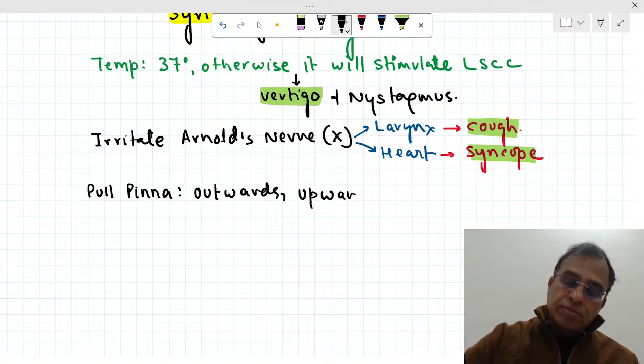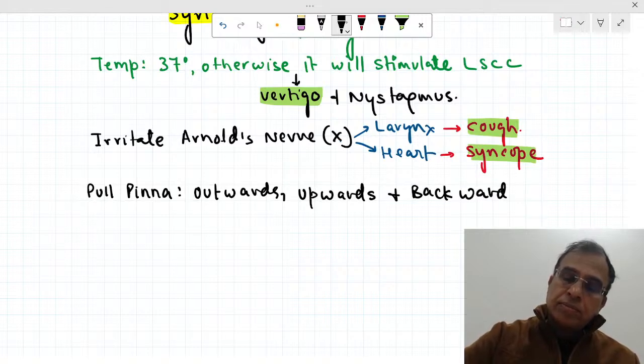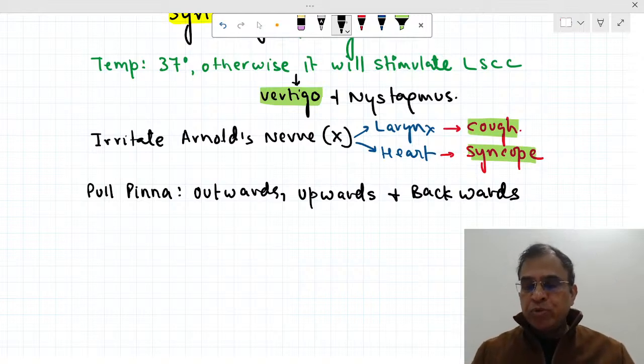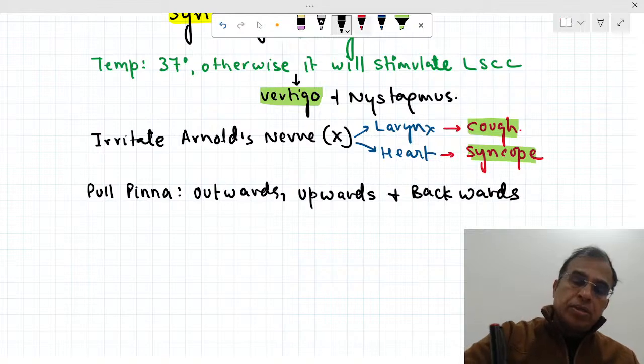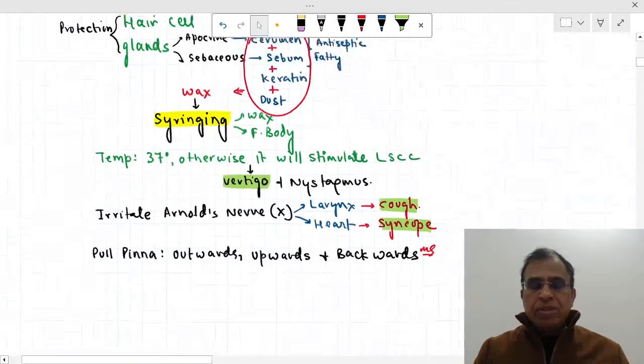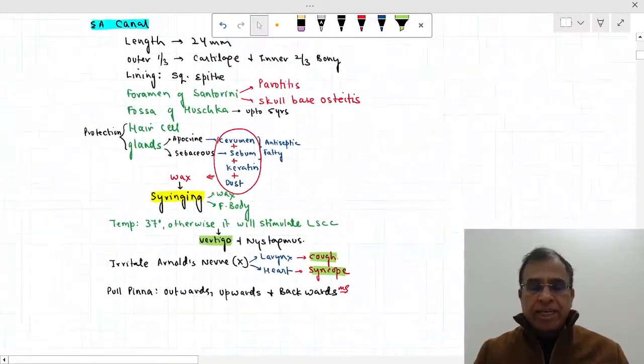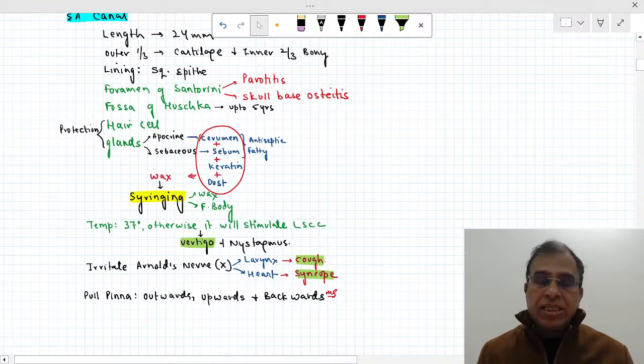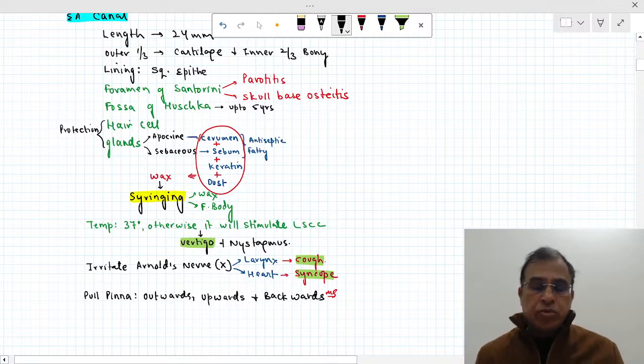upwards, and backwards. Upwards and backwards is the pull of the pinna, and this is another very important MCQ. So that's all about the canal anatomy, and in the bargain we have also talked about syringing, the basic points that you need to know.